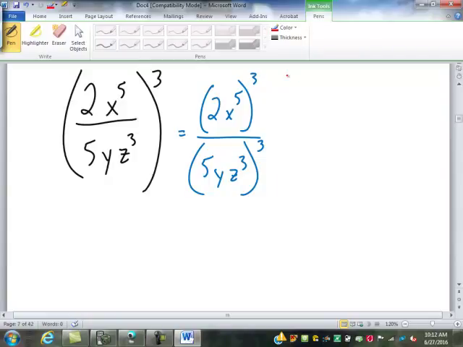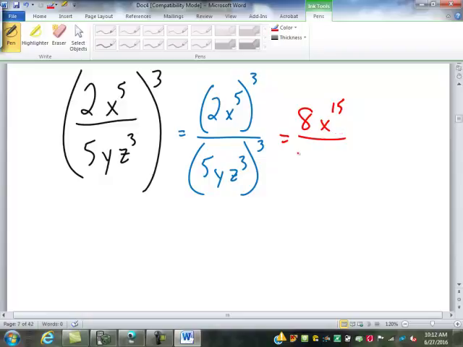Okay, so we separate it. So we take the power to the numerator, so it'll be 2x to the fifth to the power of 3, which is going to be 8x to the 15. Very good. How many of you got 8x to the 15 on top? A good share of you. On bottom, then, it's going to be the 5y z to the third, all to the power of 3.